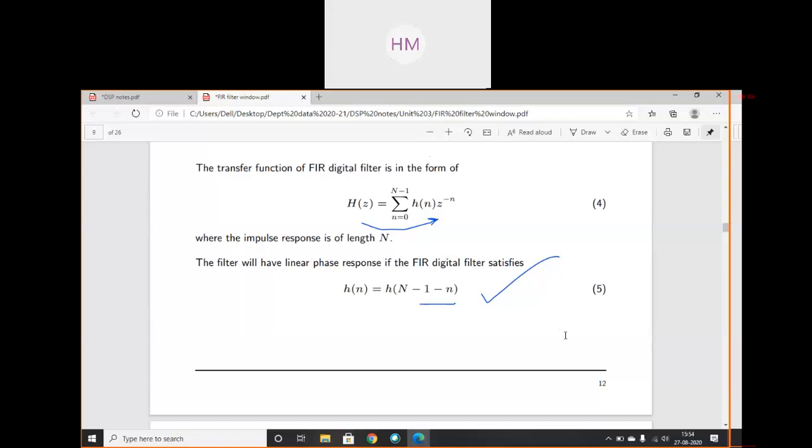These are the filter coefficients. From which equation did we find the filter coefficients? From equation number 5. This equation number 5 gives you all the filter coefficients. Then we will see whether the linearity equation is satisfied or not, whether these are linear or not. So you have all the filter coefficients.